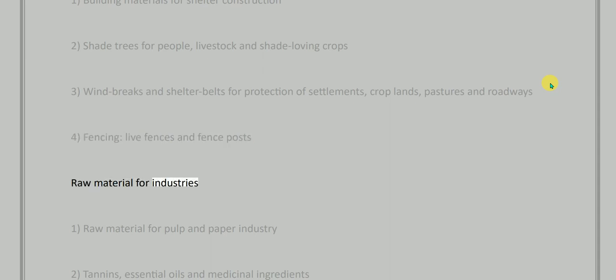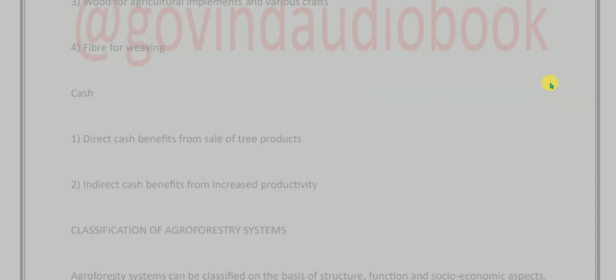Raw material for industries. 1. Raw material for pulp and paper industry. 2. Tannins, essential oils and medicinal ingredients. 3. Wood for agricultural implements and various crafts. 4. Weaving. Cash. 1. Direct cash benefits from sale of tree products. 2. Indirect cash benefits from increased productivity.